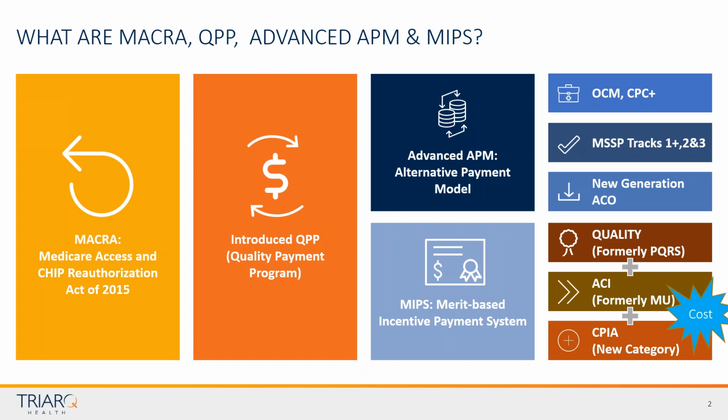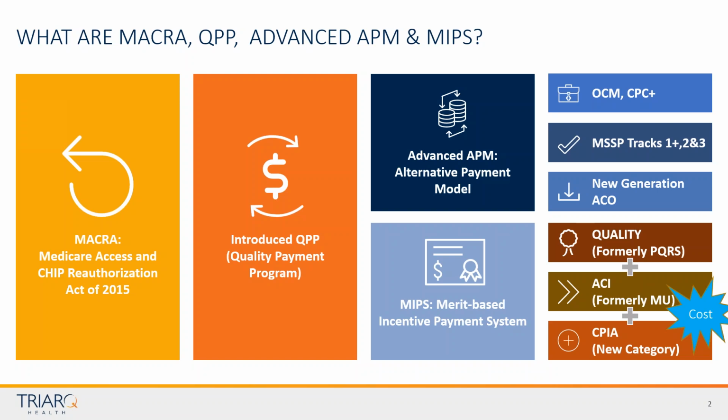So what makes up an Advanced APM? We've got listed here from the top down the OCM, which is the Oncology Care Model, CPC Plus, MSSP Track 1 Plus. If you're at a Track 1, it is not an Advanced APM. And the 1 Plus program really doesn't kick off until next year. So essentially, if you're in a Medicare Shared Savings Program Track 2 or 3, then you're in an Advanced APM or a new generation ACO.